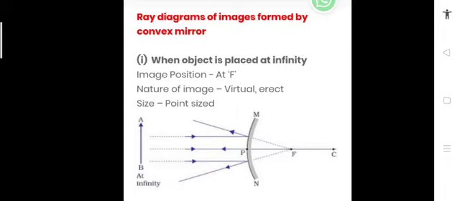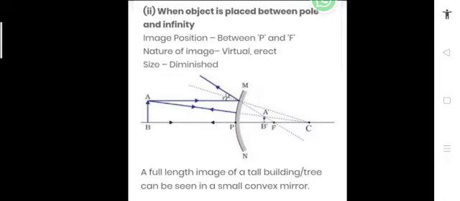The second case is when the object is placed between pole and infinity. That is the pole and that is infinity. So the object is placed between the pole and infinity. The first ray is parallel to the principal axis, and after reflection it appears to pass through the focus. Another ray goes towards the center of curvature and is reflected back along the same path. The reflected rays imaginarily meet at the point A dash.